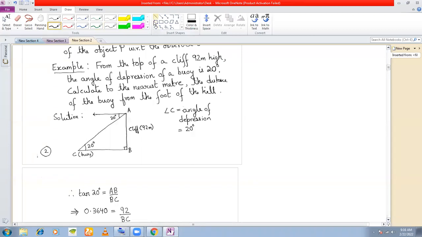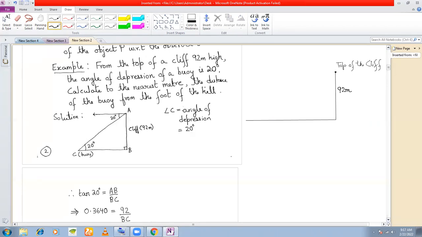Okay, now see how it looks. From the top of a cliff, I mean, let's say you are standing at a cliff. This is the top of the cliff. And how should we represent the cliff? Let's say the cliff is vertical this way. This is the cliff, right? From the top of a cliff, 92 meters high. So let's say this is your ground level. And top of a cliff, 92 meters high, means the height of the cliff is 92 meters.